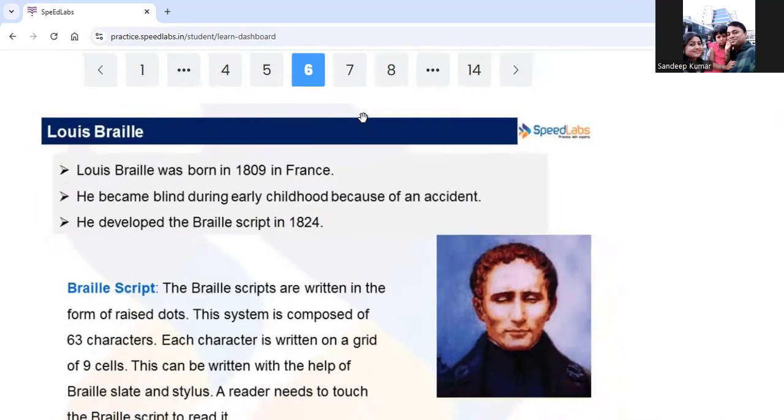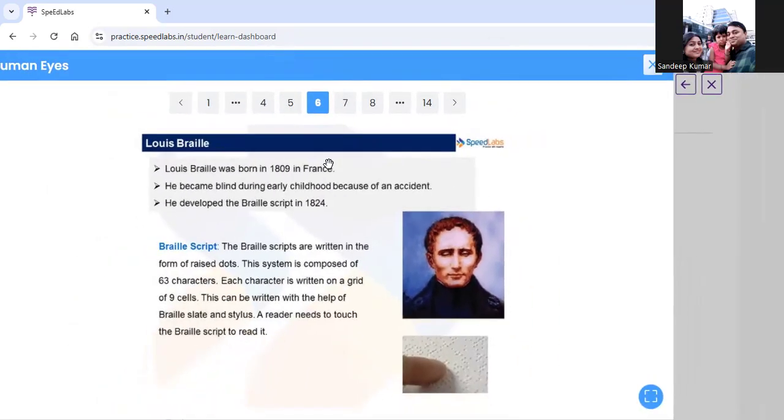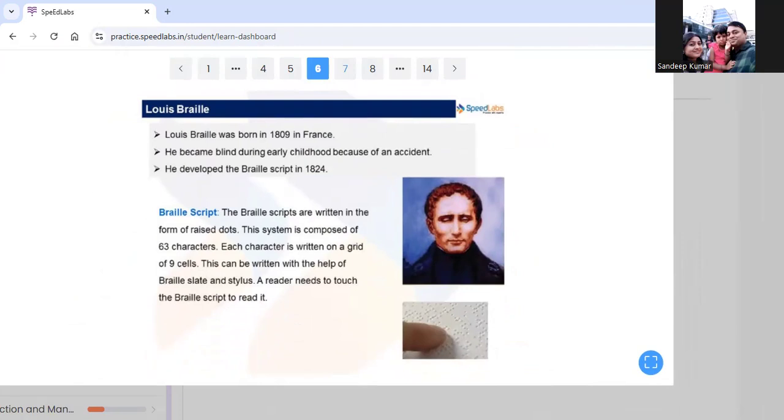Okay, so what happens, children? Louis Braille was born in 1809 in France. Actually, he became blind during early childhood because of an accident. He developed the Braille script in 1824. So what is Braille script? Braille script is written in the form of raised dots. This system is composed of 63 characters. Each character is written on a grid of 9 cells. This can be written with the help of a Braille slate and a stylus. The reader needs to touch the Braille script to read it. So through this script, blind persons can also read. This is very, very important. You should know.